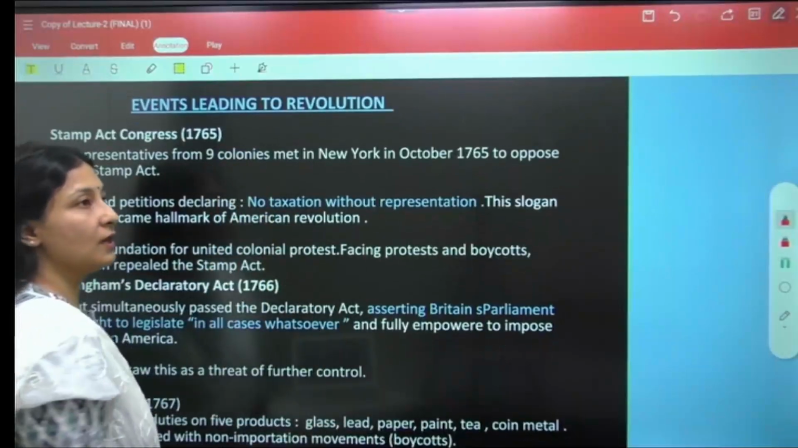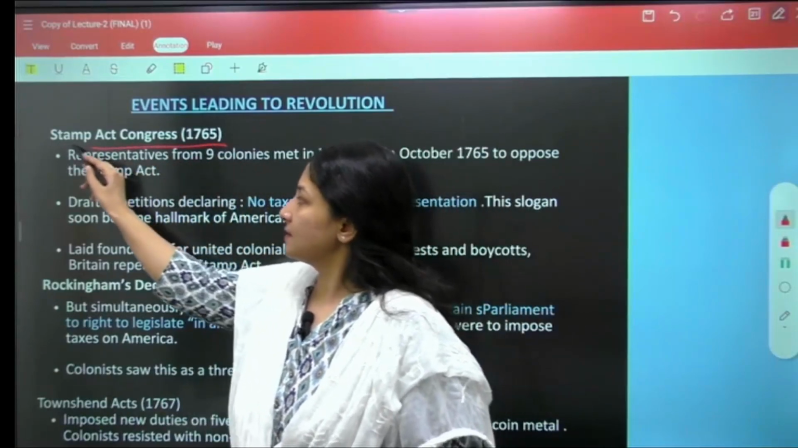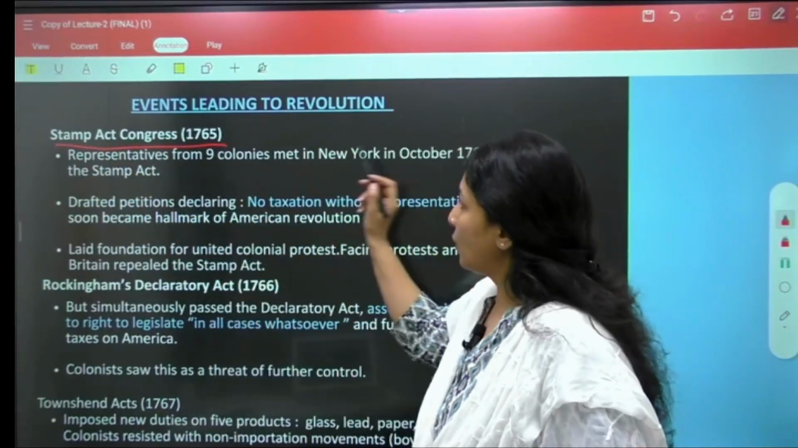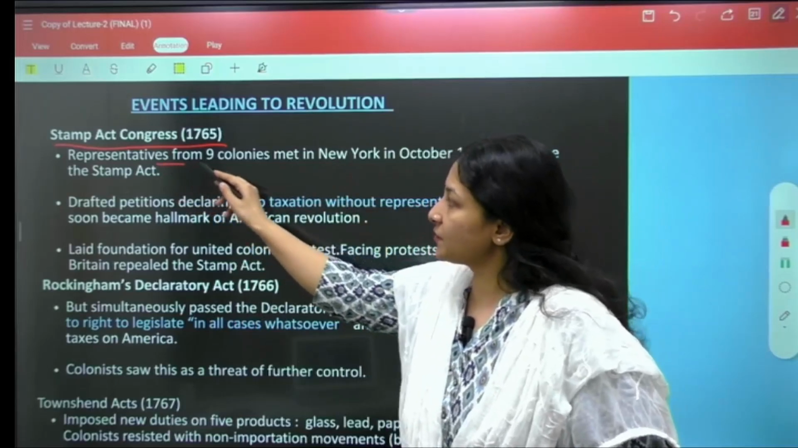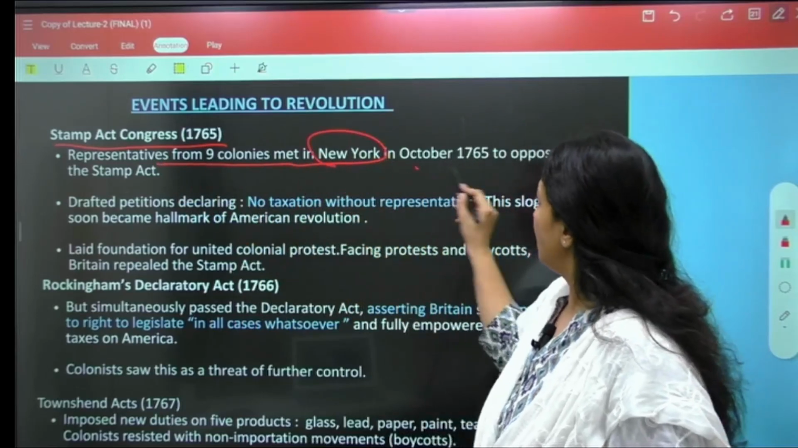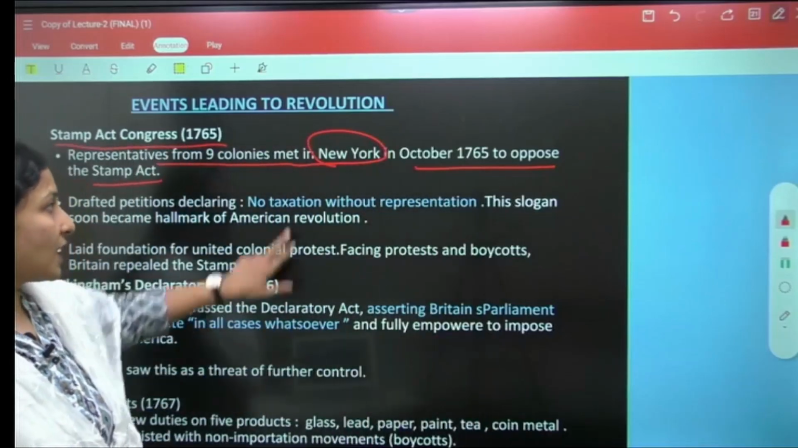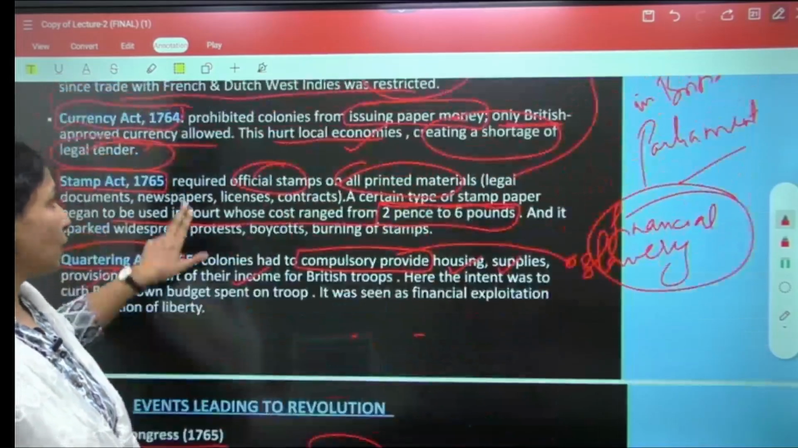Events which led to revolution. The first one over here is the Stamp Act Congress. What happened? The representatives from the 9 colonies of North America met in New York to oppose this stamp tax. You understood what was happening in the stamp tax over here?